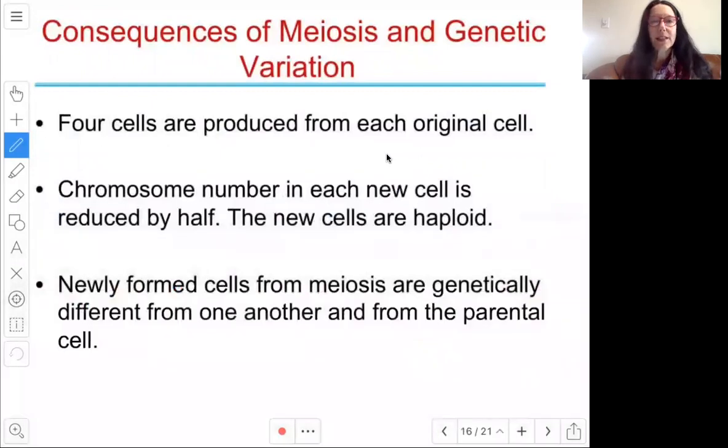So what do we get? 4 cells from each original cell. Chromosome number in each new cell is reduced by half. New cells are haploid.